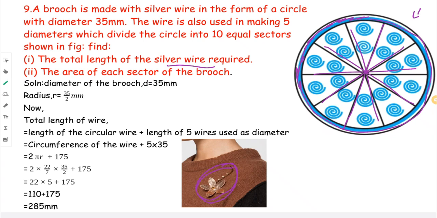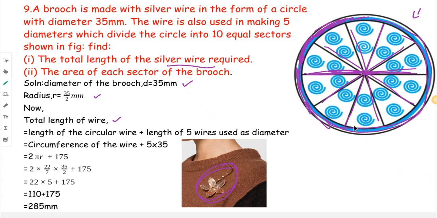I will get it, okay? So you can see here the given diameter is 35, then radius is 35 by 2, right? Now the first thing that allows us to find the total length of wire, which is equal to the length of the circular wire. So remember, like I said, this is not 2 wires, okay? This is just one wire, but this is thicker than the one that is inside here, the diameter, is that clear? So length of the circular wire plus length of 5 wires used as diameters. And when you look here, I just have to know the circumference, right? What is the formula? 2 times pi r.